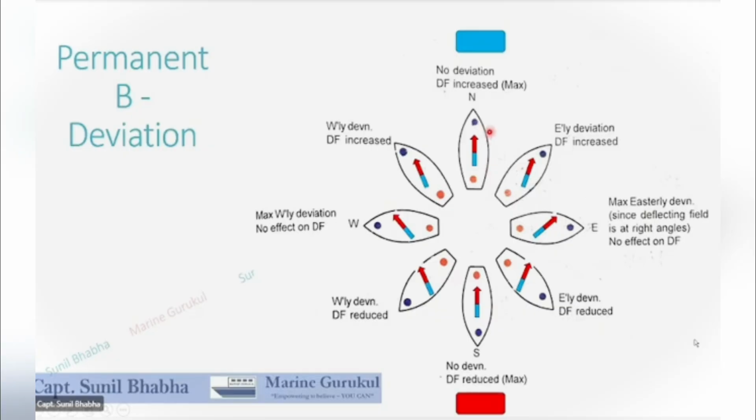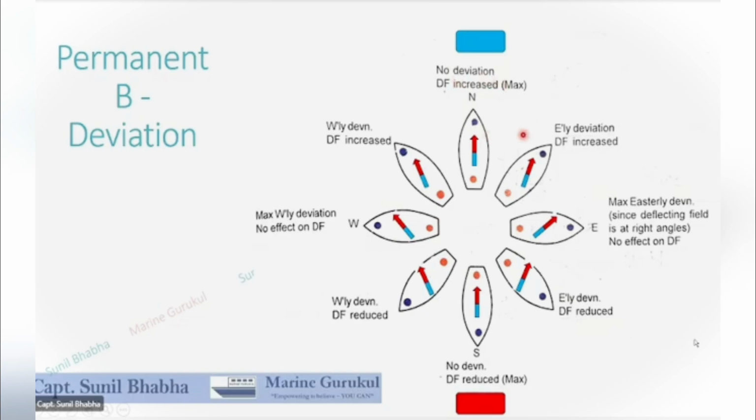So we have the compass needle. Now when the ship is heading north, these blue and red poles of the ship are exactly north and south of our compass needle. So being exactly north and south of the compass needle, they do not generate any deviation at all. So there is no deviation on the northerly heading.